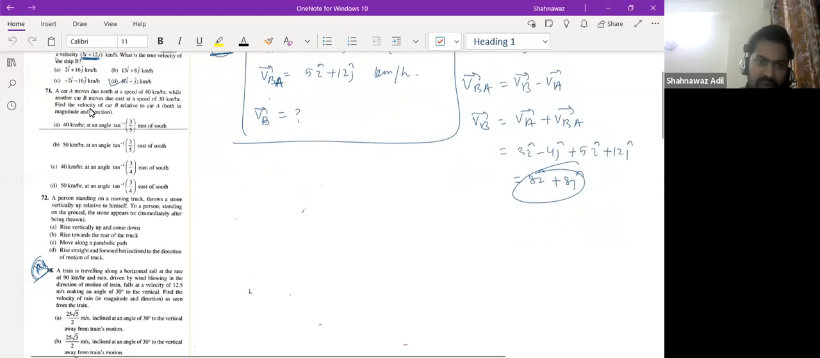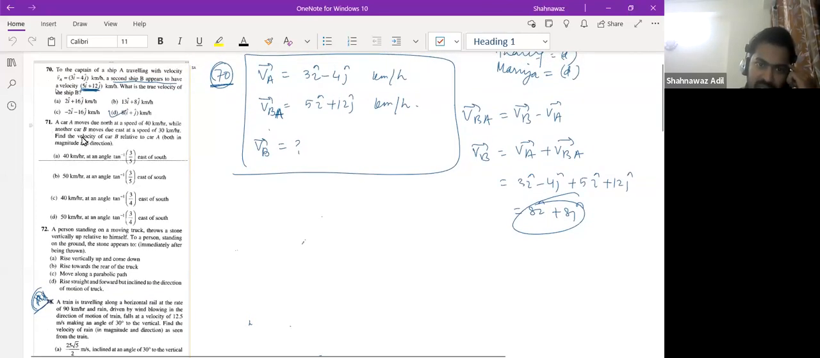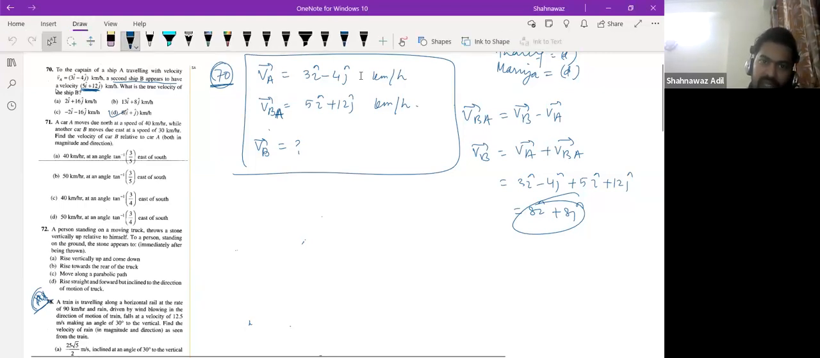So let's say for the 71st question, find the velocity of car B relative to car A, right? So we have to find VBA, both in magnitude and direction. We can simply write in this question, in the IJK formalism, this would be pretty easy. If we write the IJK formalism, this will be very, very easy.